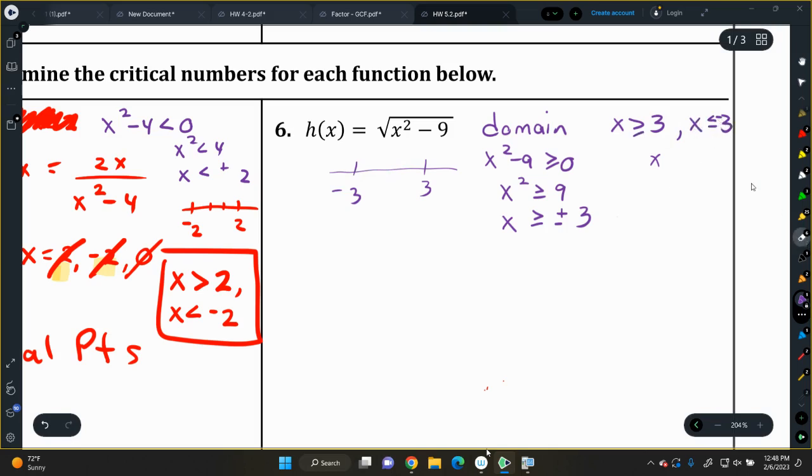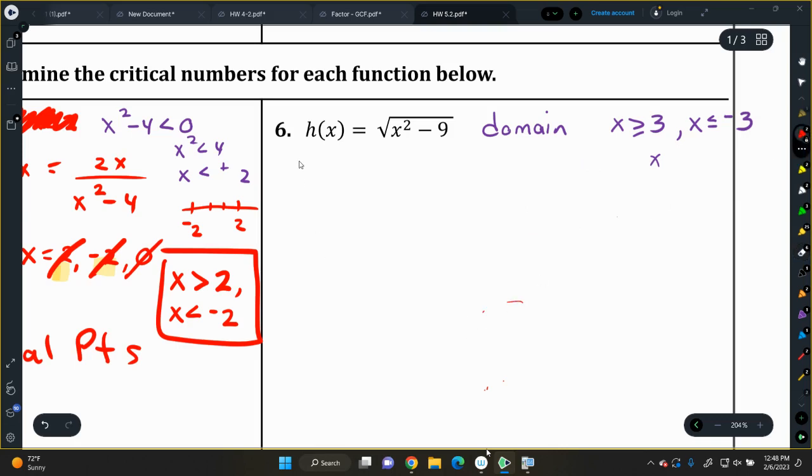Right? Let me rewrite that. Okay. So that's our domain. The x has to be either greater than or equal to 3 or less than or equal to negative 3. So we have to figure out our domain before we start looking at those critical points. Okay. So let's take the derivative now. Now we're ready to find our critical points.